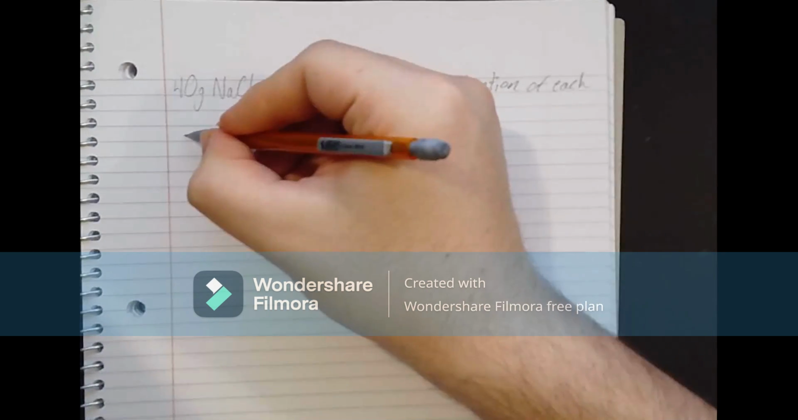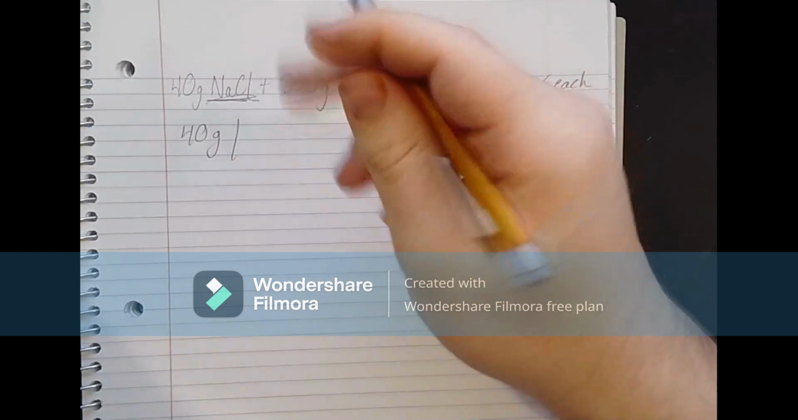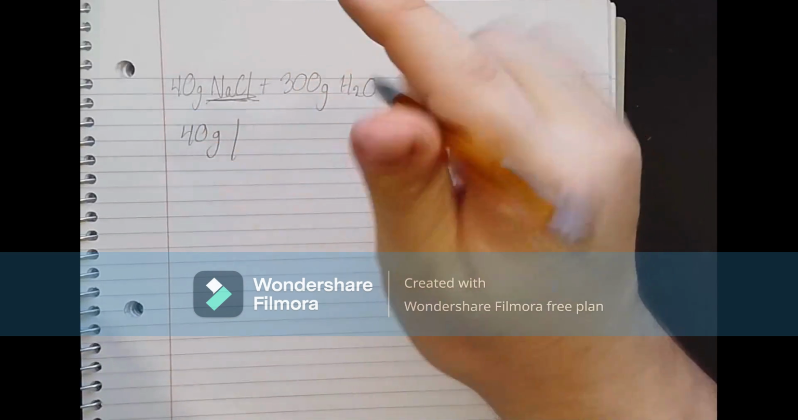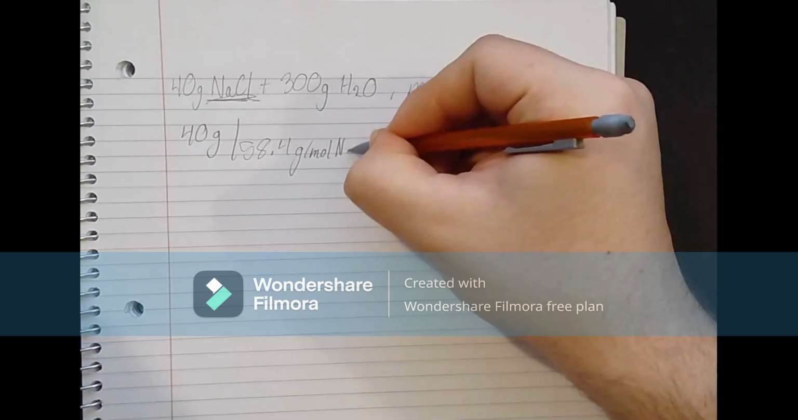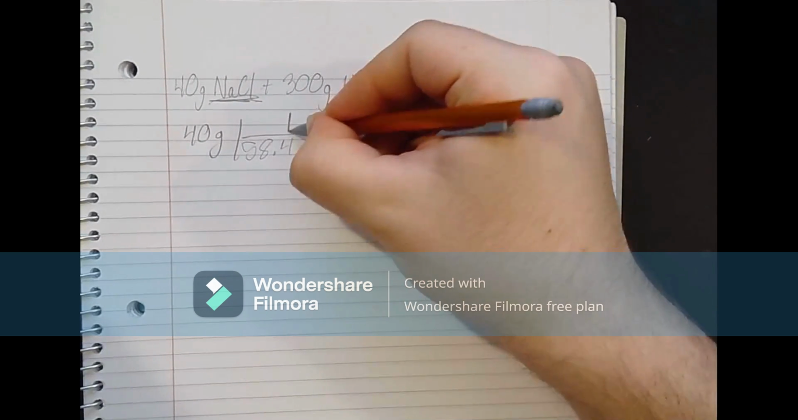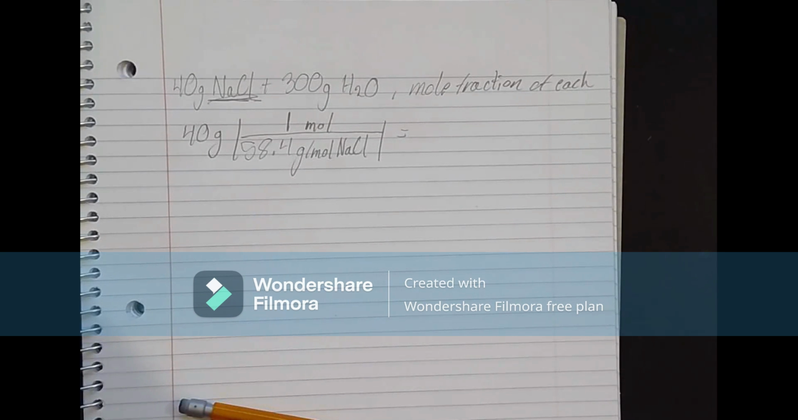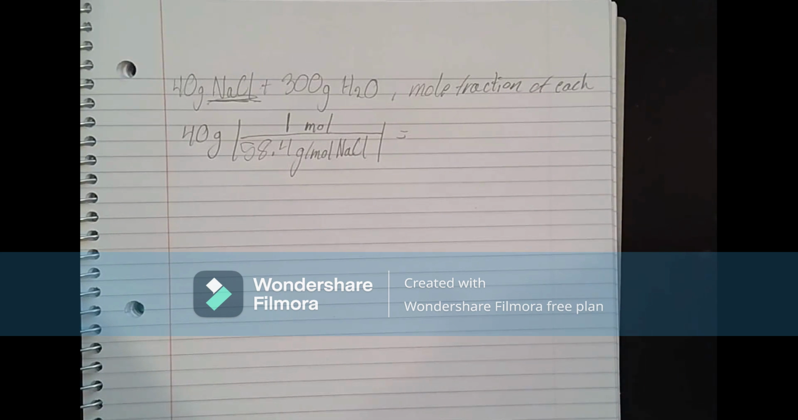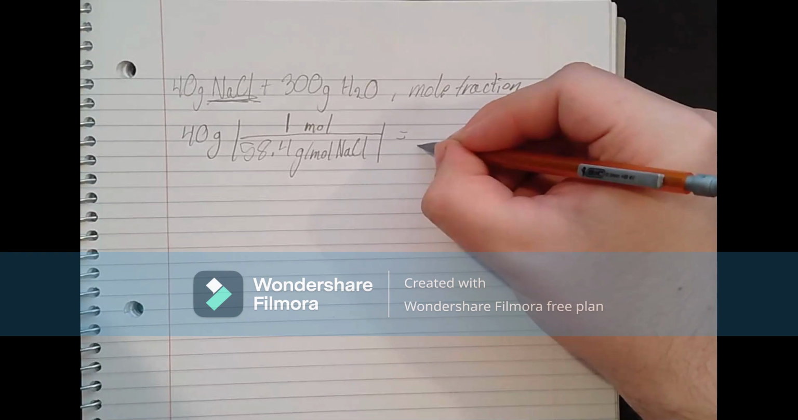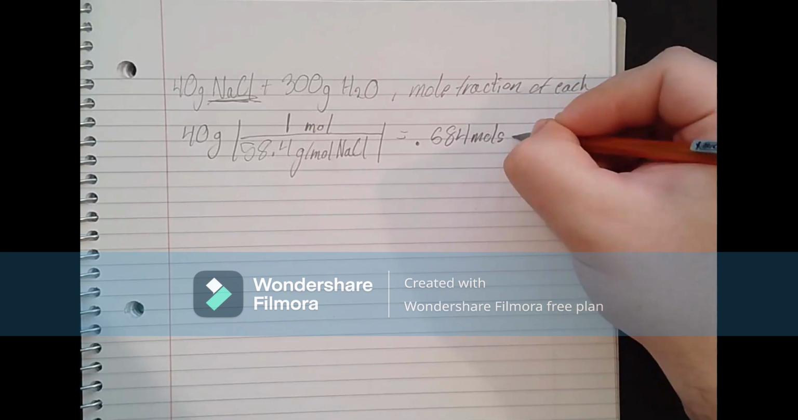Well, first, obviously, we're going to take these 40 grams and divide by the molar mass of NaCl, which, just some quick mental math, is about 58.4 grams per mole, with that equaling 1 mole. That'll give us exactly 0.684 moles of NaCl.